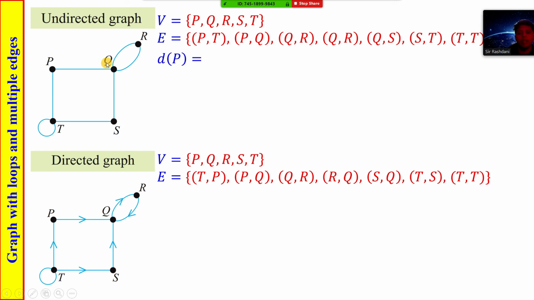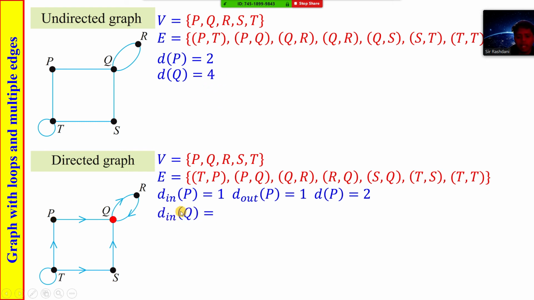Okay, for the degree of P, 1, 2. Degree in P, we just have 1 in here. Degree out P, we just have 1. So the total degree of P will be 2. Degree of Q, in here we have 1, 2, 3, 4. So we have 4. And then degree in Q, 1, 2, 3, so we have 3. And degree out of Q, we have 1 here. So the total degree of Q will be, we just add, and we will get 4.